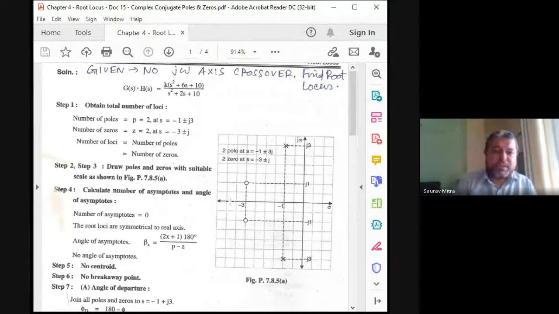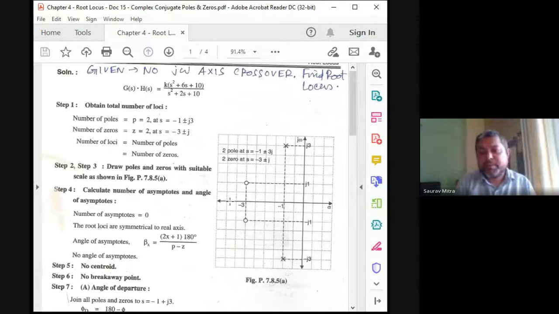And if you see the characteristic of the root locus, one root locus will start from here, that is -1 + 3j, and it will directly come and dive into -3 + j. Another root locus will start from -1 - 3j, and it will come and dive into -3 - j. So these are going to be the root locus. From the top it will come here, and from the bottom it will come here.